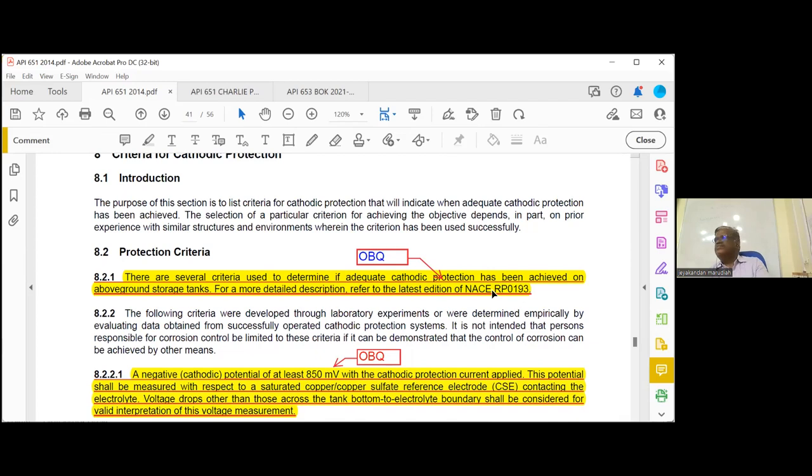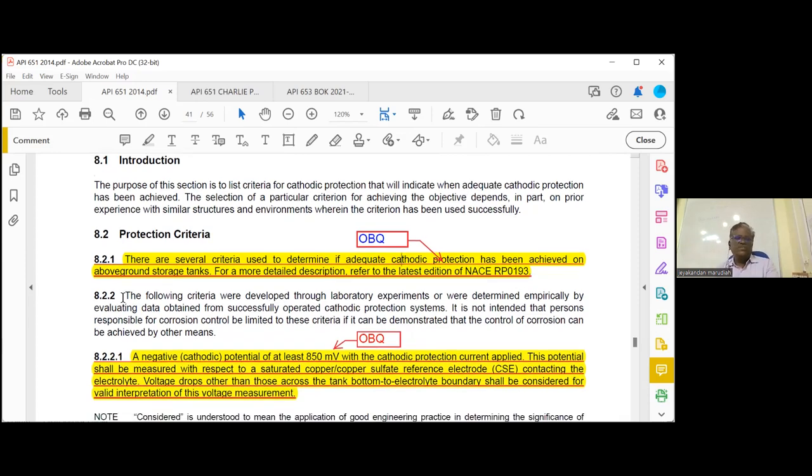Then how will we check whether it is working effectively? We will apply the voltage and measure using the reference electrode, like I told. They will check how much it is returning. You can see many YouTube videos on how they check the cathodic protection effectiveness. A negative potential of at least 850 millivolt with the cathodic protection current applied. This potential shall be measured with respect to a saturated copper/copper sulfate reference electrode contacting the electrolyte. Voltage drops other than those across the tank-to-electrolyte boundary shall be considered.